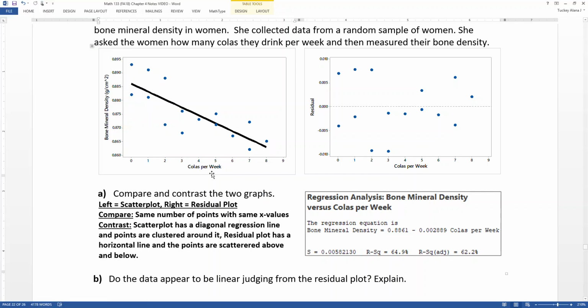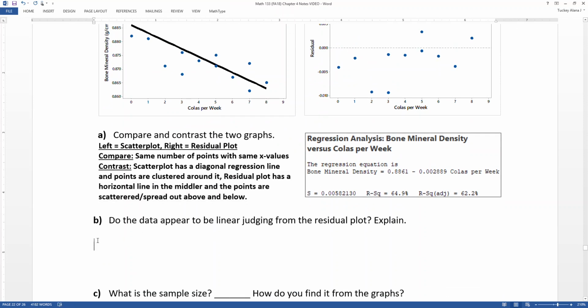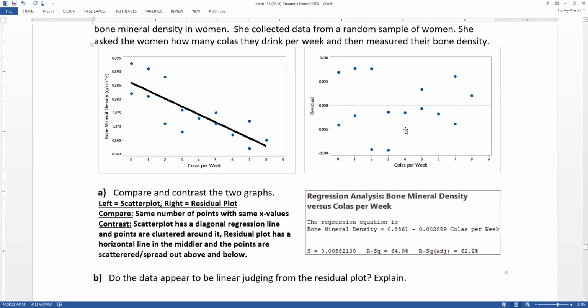But what's different about them is that the scatter plot will have a diagonal regression line, and all the points are kind of clustered around it. Whereas the residual plot on the right has a horizontal line down the middle of the graph, and the points are scattered above and below, but they're not clustered. They're kind of spread out above and below. All right, which is a good sign, right? Because we're not seeing a pattern in that residual plot.